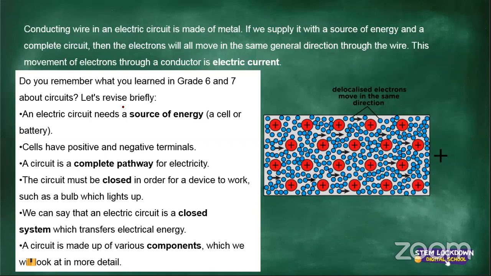Just to recap what I said here, in grade 6 and 7, let's do a little revision of it. You learned that the electric circuit needs a source of energy. The source of energy is basically your battery cell. That's the source of energy.